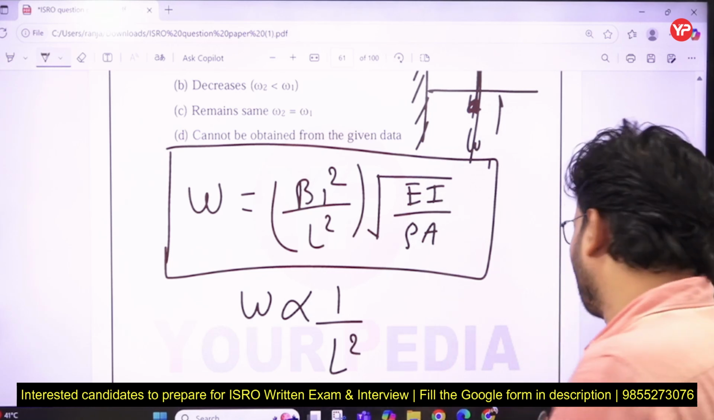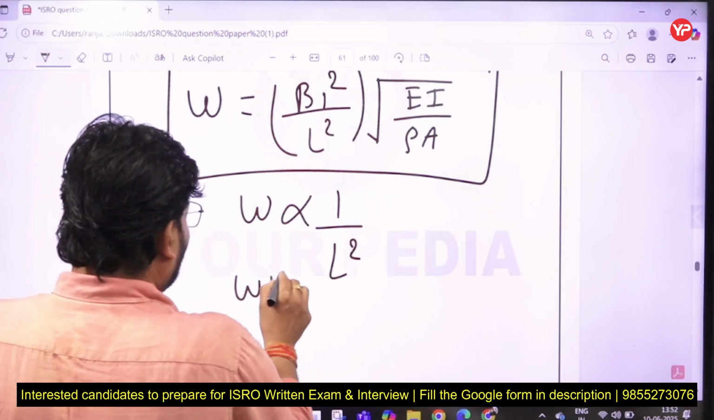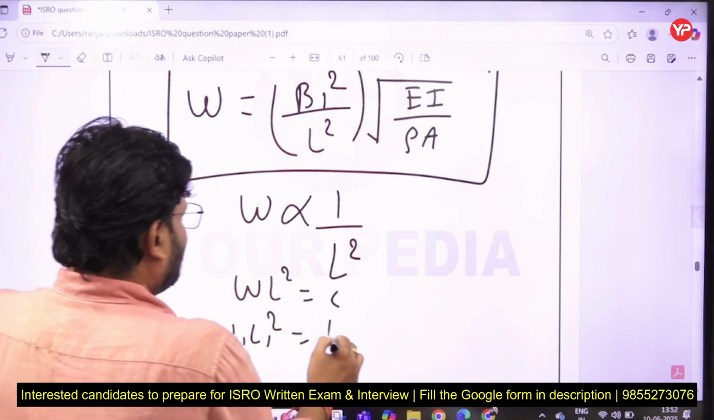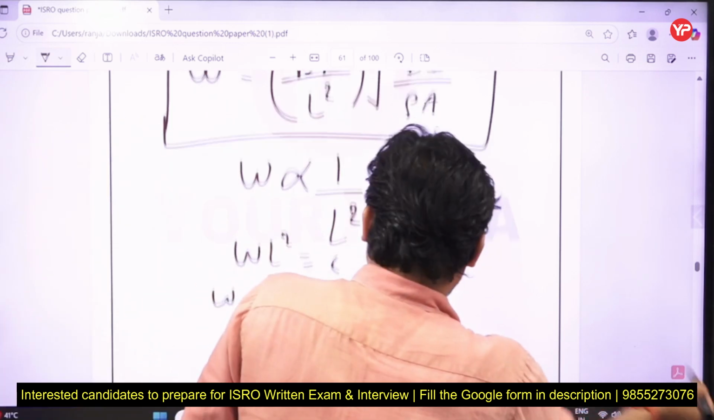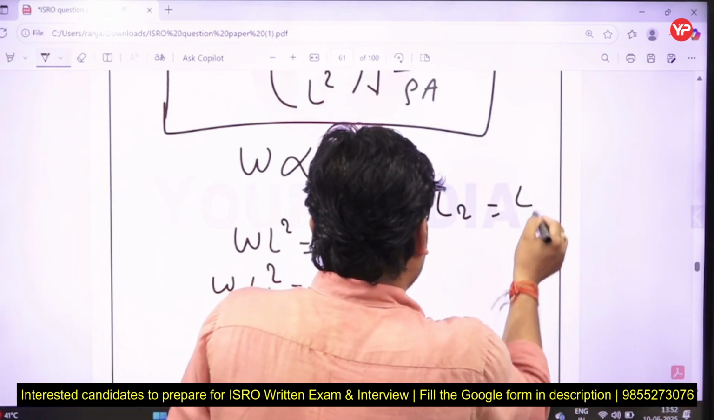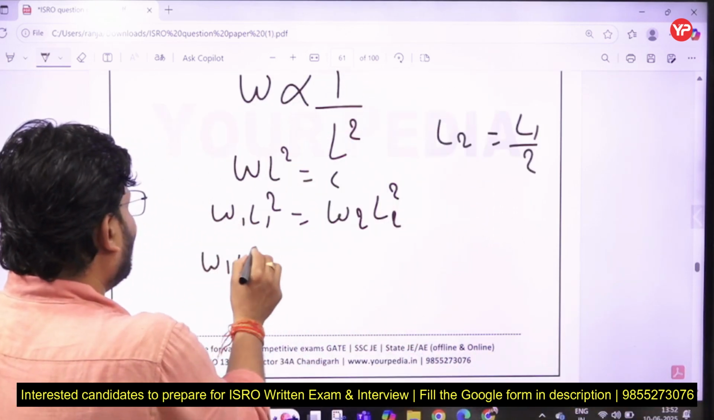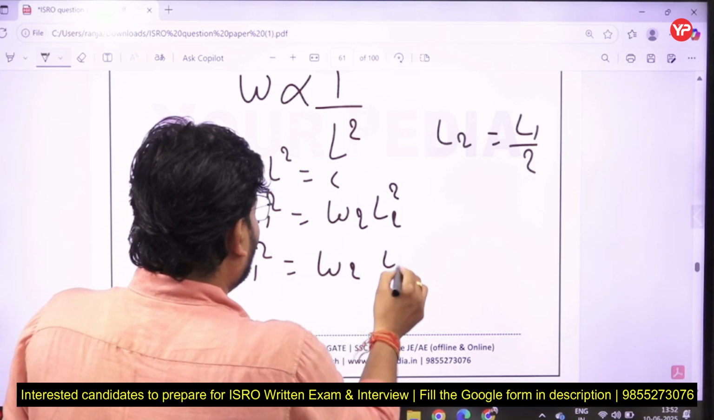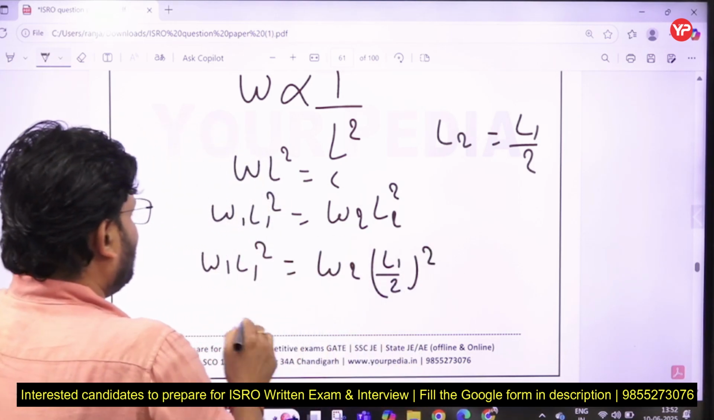Now my dear friends, from there we can say omega L square equals constant. So I can say omega 1 L1 square is equal to omega 2 L2 square. L2 equals L1 upon 2, right? So from there, omega 1 L1 square is equal to omega 2, instead of L2, I can write L1 upon 2 whole square.